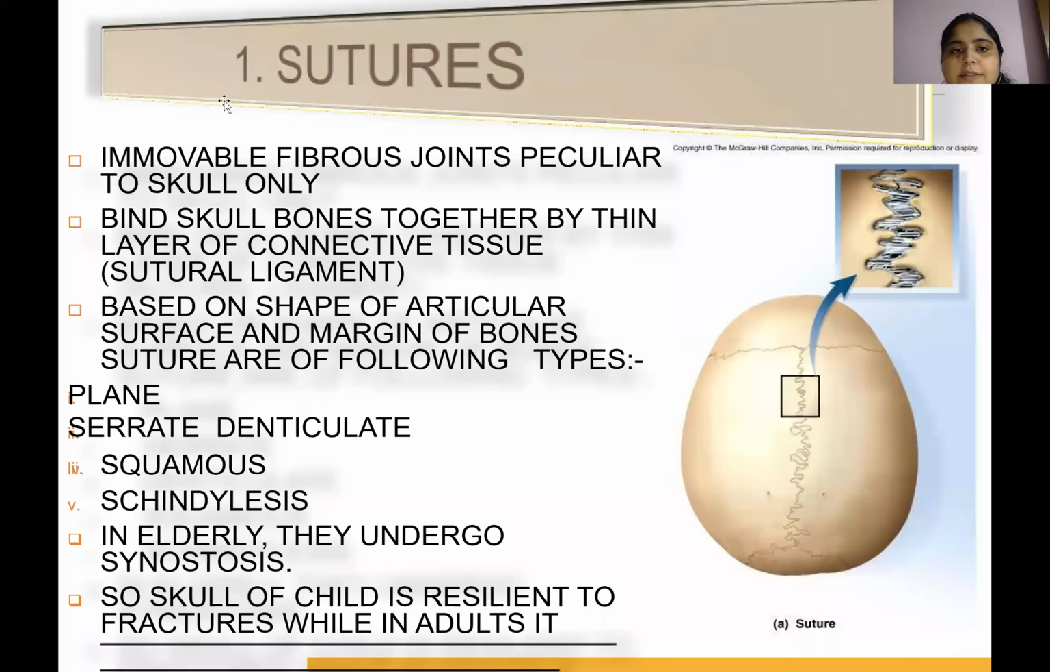Now, what are sutures? They are immovable fibrous joints which are peculiar to the skull only. They bind skull bones together by a thin layer of connective tissue. Based on shape of articular surface and margins of bones, sutures are of the following types: plain, serrated, denticulate, squamous, and syndesmosis. Incidentally, they undergo synostosis, so the skull of a child is resilient to fractures, while in adults it is not.